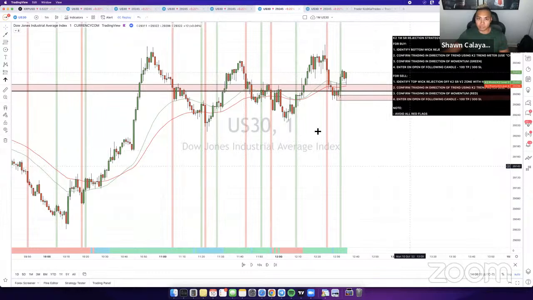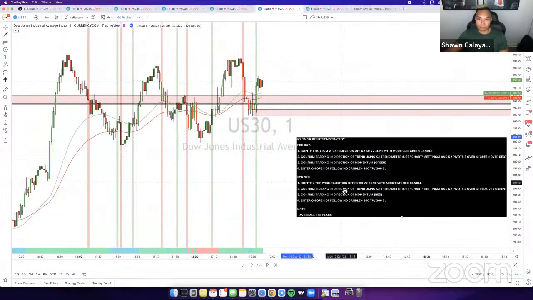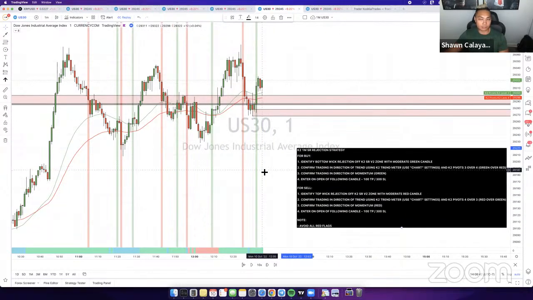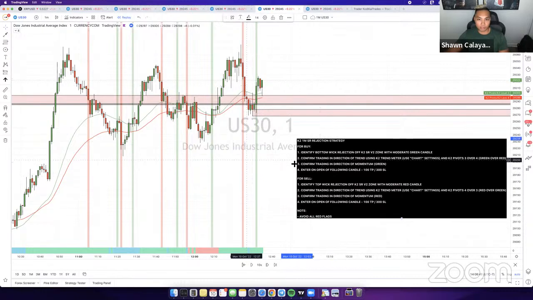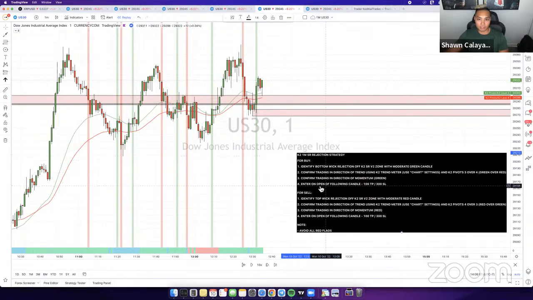But back to the examples over here. So I just went over a sell example for the K2SR rejection strategy. This is going to be another example for a buy. So same thing that we were looking at earlier, except now that we're looking for a buy, we're going to look at the top requirements here. It's basically the same thing, but in the opposite direction.